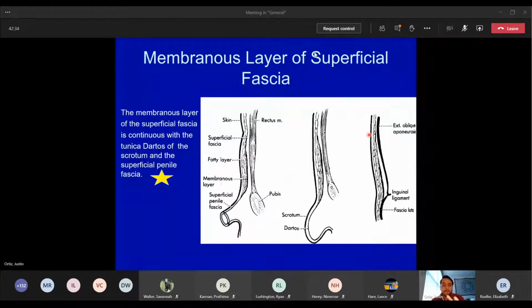Okay, so for the membranous layer, right here he says membranous layer of superficial fascia. That's just basically saying Scarpa's fascia, right? It's just a long way to say Scarpa's fascia. Again, right here it says the same thing. The membranous layer of the superficial fascia, remember, he's just saying Scarpa's fascia, is continuous with the tunica dartos of the scrotum and the superficial penile fascia, right? So now Scarpa's fascia is giving rise to a few things. We talked about the tunica dartos of the scrotum as well as the superficial penile fascia. That's going to be located right here, just superficially on the penis, as well as the tunica dartos, which would be surrounding the scrotum.